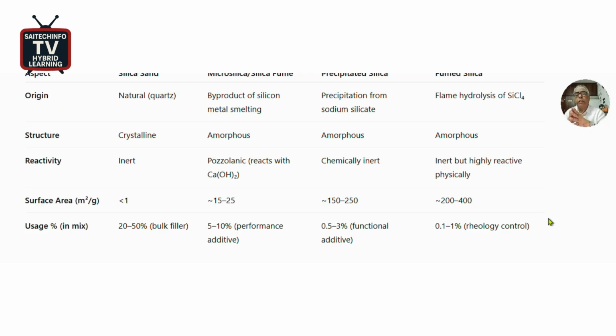Then which one is chemically inert? The precipitated silica, whereas the microsilica or silica fume is capable of reacting with the calcium hydroxide. So we can think of using this effectively in waterproof coatings and particularly in cementitious coatings also. Then the fumed silica is no doubt chemically inert, but it has got reactivity physically. So it is subjected to a physical modification.